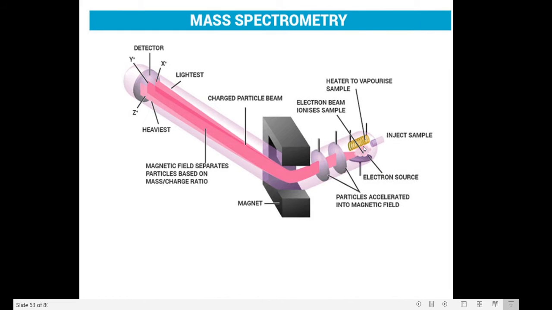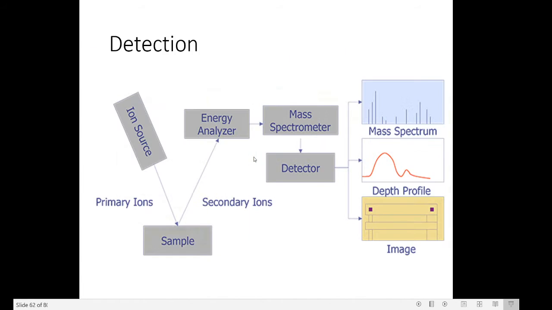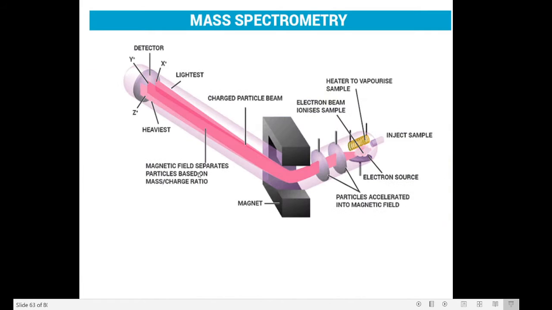The electron source is there. This electron beam is passed on the sample. The particles are accelerated into the magnetic field. Here this is the magnetic field. After entering this magnetic field, the particle beams are charged. Then the magnetic field separates them. Using this magnetic field, as the image mentions, after reaching it, the molecules get separated.